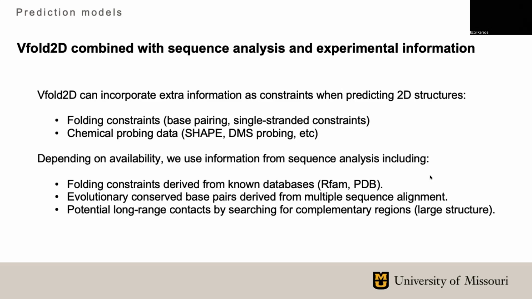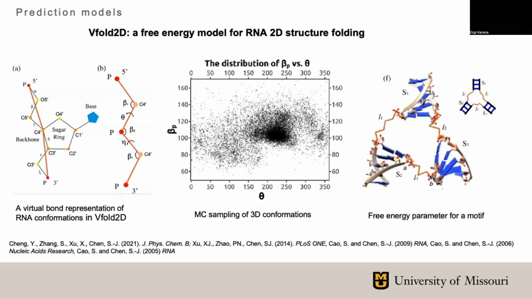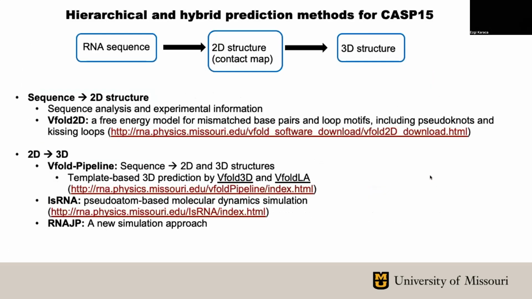Also, for larger structures in this CASP15, we have 600-nucleotide, these big structures. We did visual inspection, not of course through eyes. When I say visual inspection, I mean through sequence comparison. We ran a script to search for sequence complementarity. Then we made long-range contacts for these CASP targets.